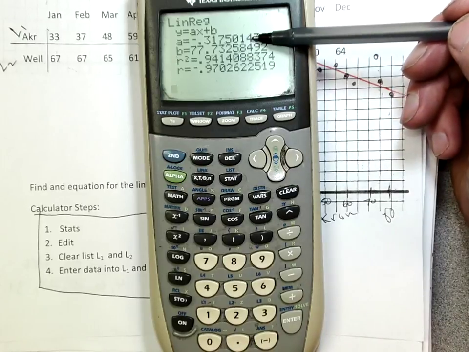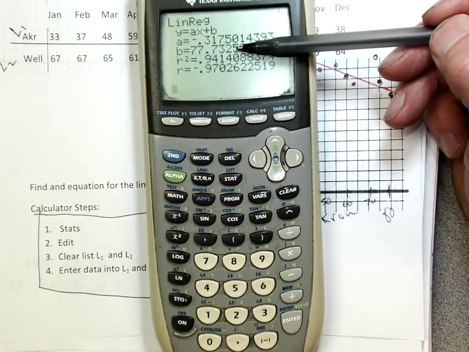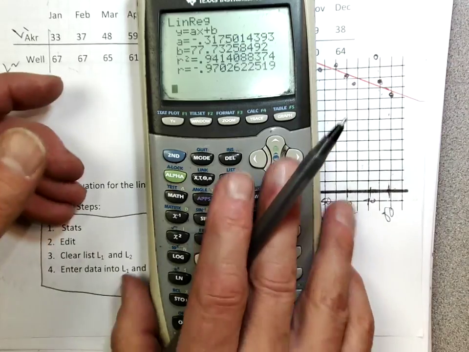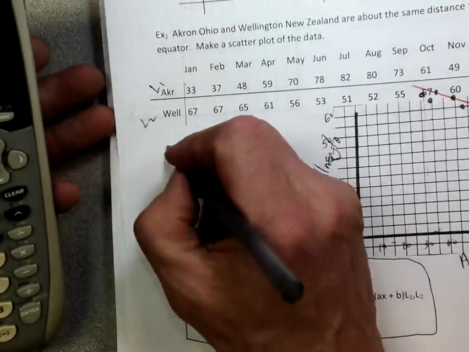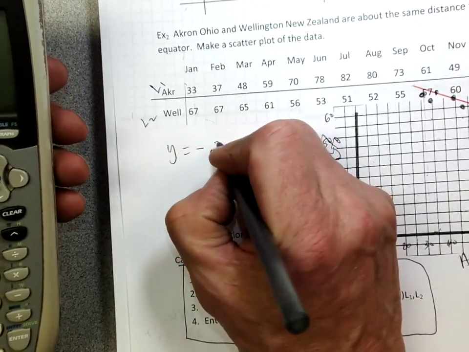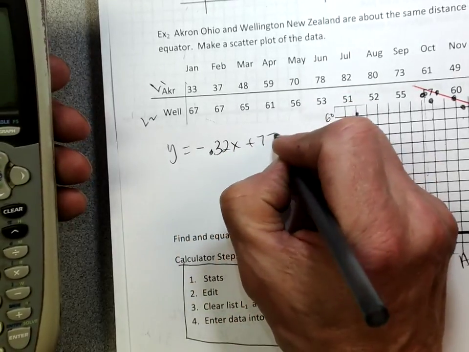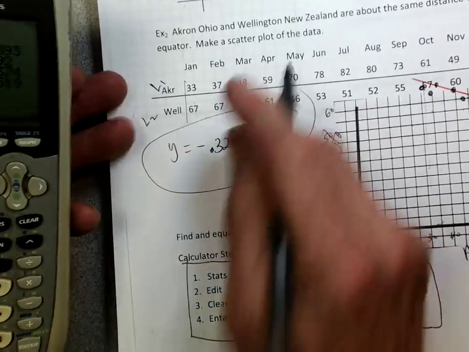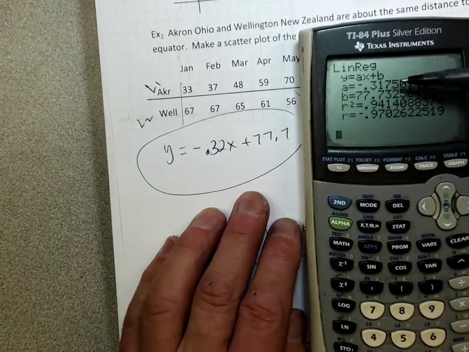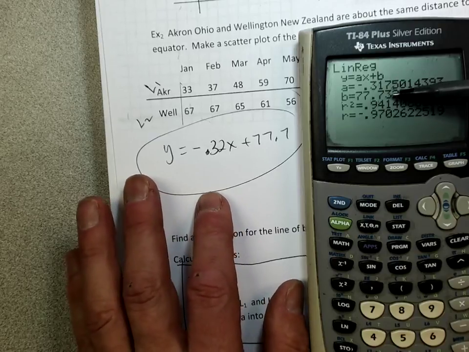Now the answer is in front of us. It tells us A is negative 0.317, B is 77.7. So the equation I'm going to use is y equals negative 0.32x plus 77.7. Okay, and I got that from my calculator, okay? There's my negative 0.32x plus 77.7.